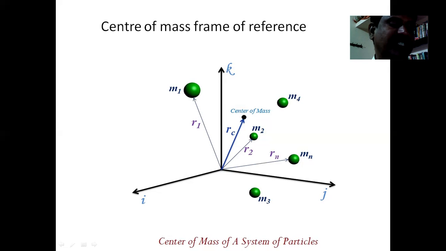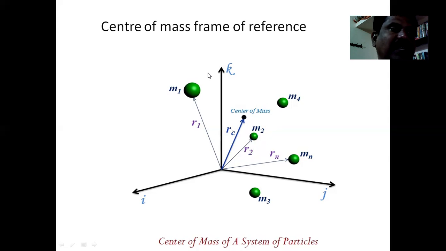Next point: in the center of mass frame of reference, the velocity of the center of mass is always zero. So VCM is equal to zero. So the total momentum of the system of particles, in the absence of an external force, in the center of mass frame of reference is always zero.